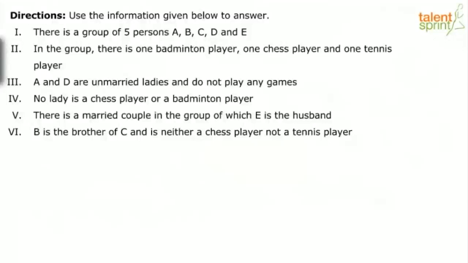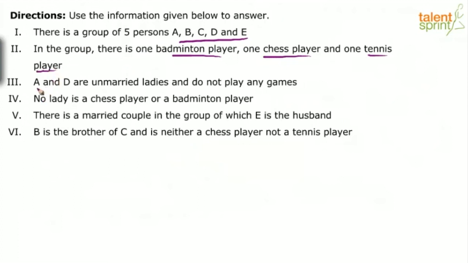What is the information here? There's a group of 5 persons, A, B, C, D and E. In the group, there is one badminton player, one chess player and one tennis player. Right? So he's talking about 5 persons, A, B, C, D, E, of which one is a badminton player, one chess player and one tennis player.